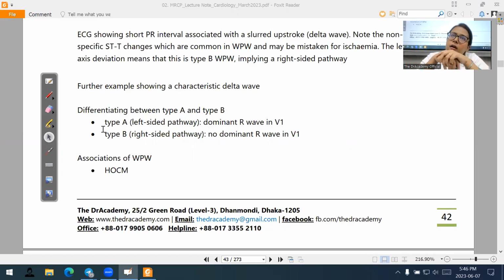But then again, in case of WPW, of course, considering the risk versus benefit ratio, you have to take this risk, right? So you have to ablate this accessory pathway.